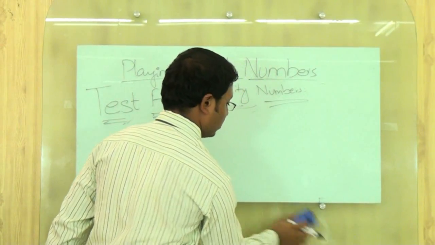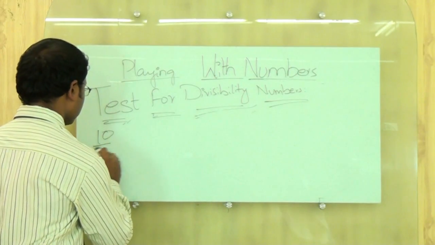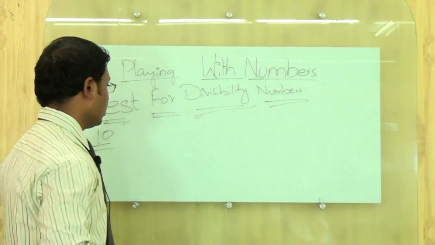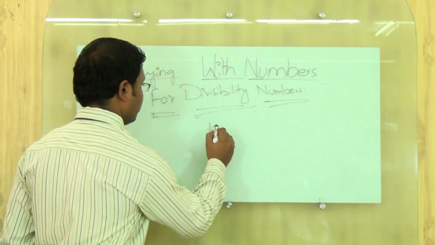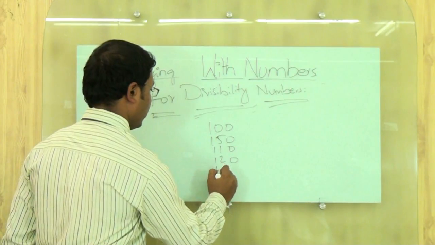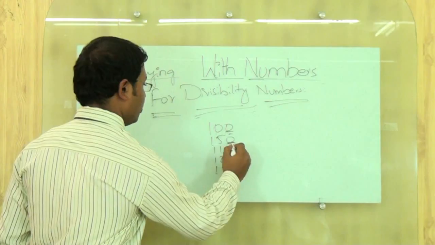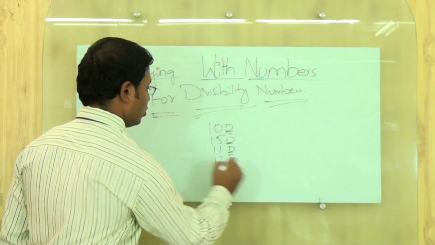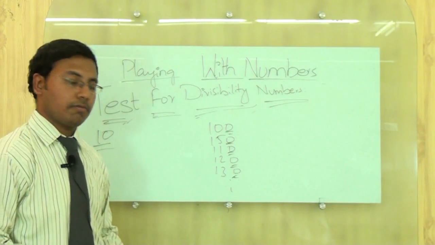Next, the last one is the test for divisibility for number 10. For this number, the units place should be 0. That means it could be 100, 150, 110, 120, 130 and so on. The units place always should be 0 here. If the units place is 0, then the number is divisible by 10.